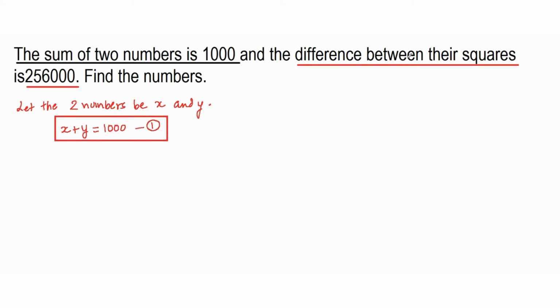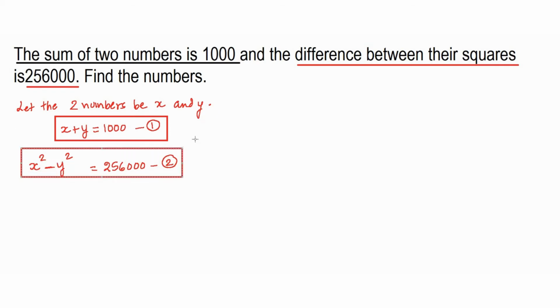It's also given that the difference between their squares, that is x square minus y square, when I subtract their squares, is equal to 256,000, right? That's my second equation. Now I have to think of how to get the values of x and y from these two equations. The first equation is definitely a linear equation, but I notice that my second equation is a quadratic equation now, where the power of the variables is 2. So I'm going to think of solving this question.